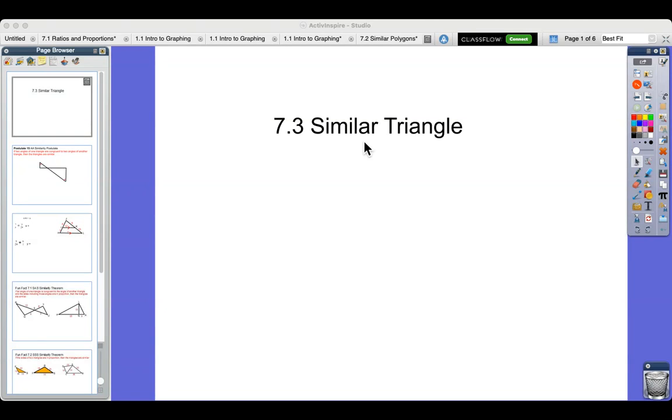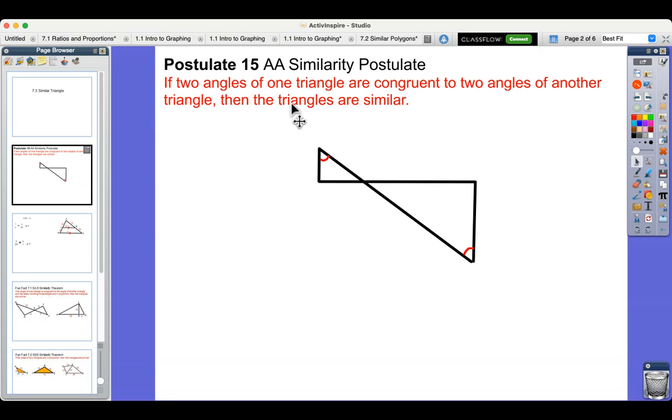Today we're talking about similar triangles. In the last section, we talked about similar polygons. There's a general relationship between all polygons: they have scale factors, similar parts, and congruent angles. When we're talking about similar triangles, we're going to involve a lot of things we already did with congruent triangles, like side angle side, but we're going to use them in a different manner. So we'll start with this postulate that sets it all up.